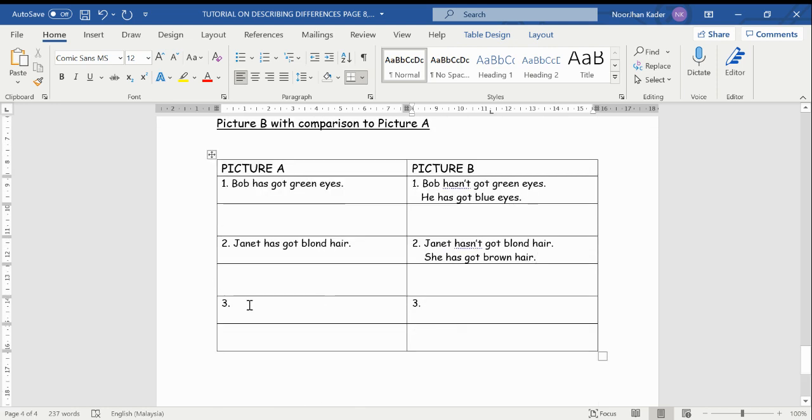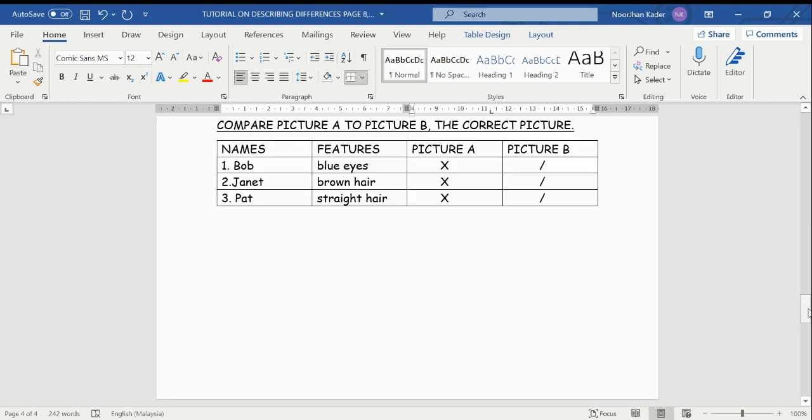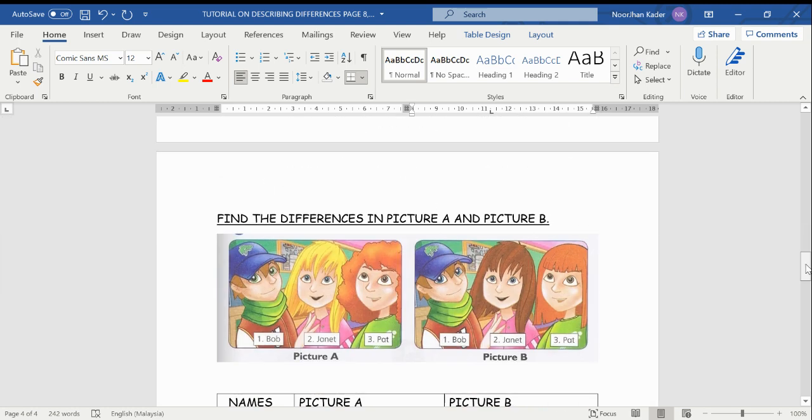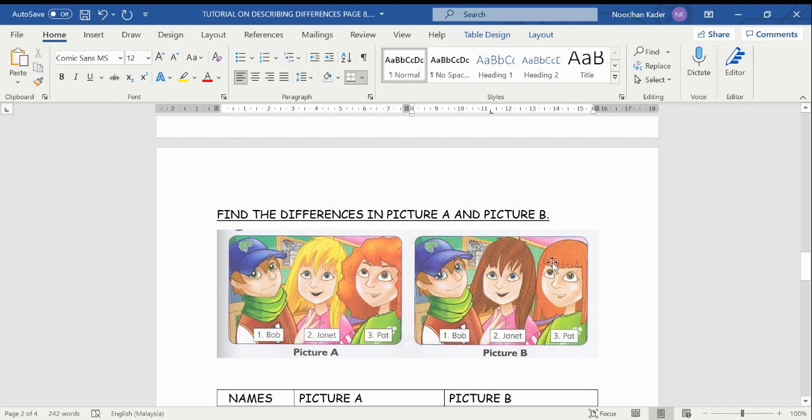So the third one, Pat has got curly hair in picture A. But actually that's not the case, because Pat actually has got straight hair in picture B. So picture B is the correct picture. You see, in actual fact she has got straight hair, not curly hair.